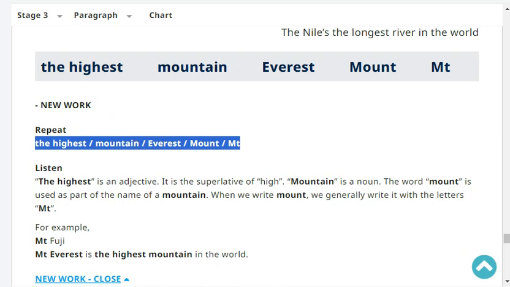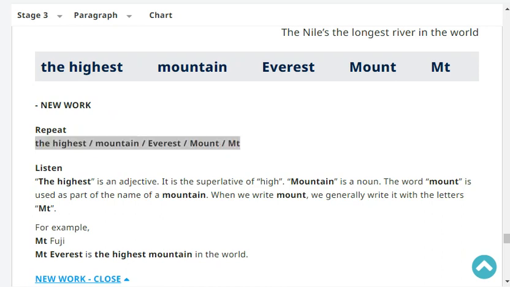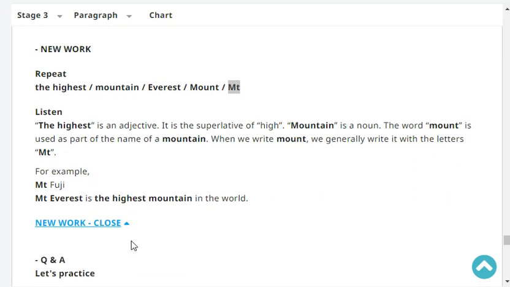The highest. Mountain. Everest. Mount. MT is the abbreviation of mountain. So we read this one also as mount. Listen, the highest is an adjective. It is the superlative of high. Mountain is a noun. The word mount is used as part of the name of a mountain.